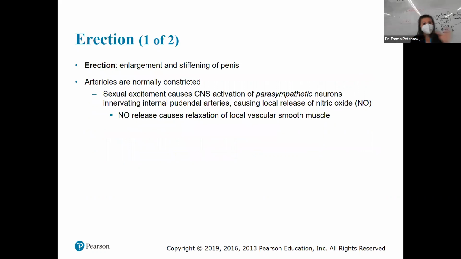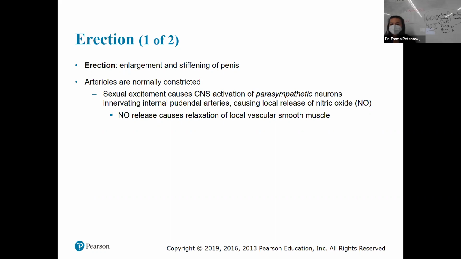So we're going to talk a little bit about this. We already mentioned this in our autonomic nervous system discussion yesterday, but an erection is the enlargement and stiffening of the penis. Arterioles are normally the ones that are constricted. Sexual excitement can cause central nervous system activation and then peripheral nervous system activation through a parasympathetic response, right? We remember erection is parasympathetic versus ejaculation sympathetic. So our pudendal arteries are innervated by our parasympathetic nerves from the sacral nerve root.